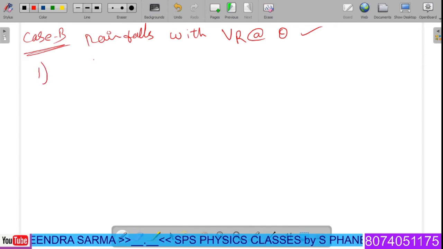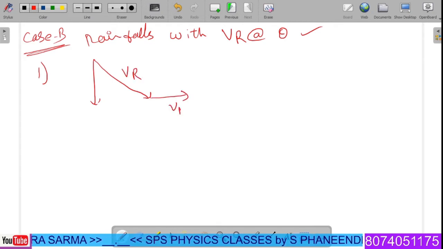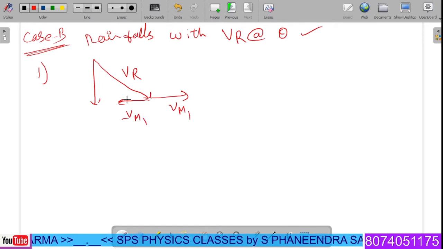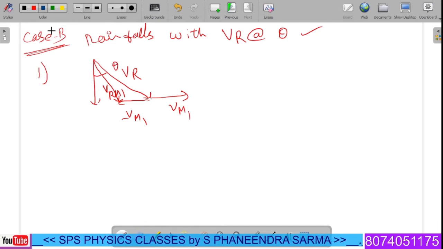First case. This is the vertical and this is the rain VR. And the man moves with a speed of Vm1. Then exactly equal and opposite vector you have to consider here. So this is called minus Vm1. Then in such a case, this is going to be the resultant, VRM1 you have to take. VR makes an angle theta degrees and VRM1 makes an angle of alpha degrees with the vertical.